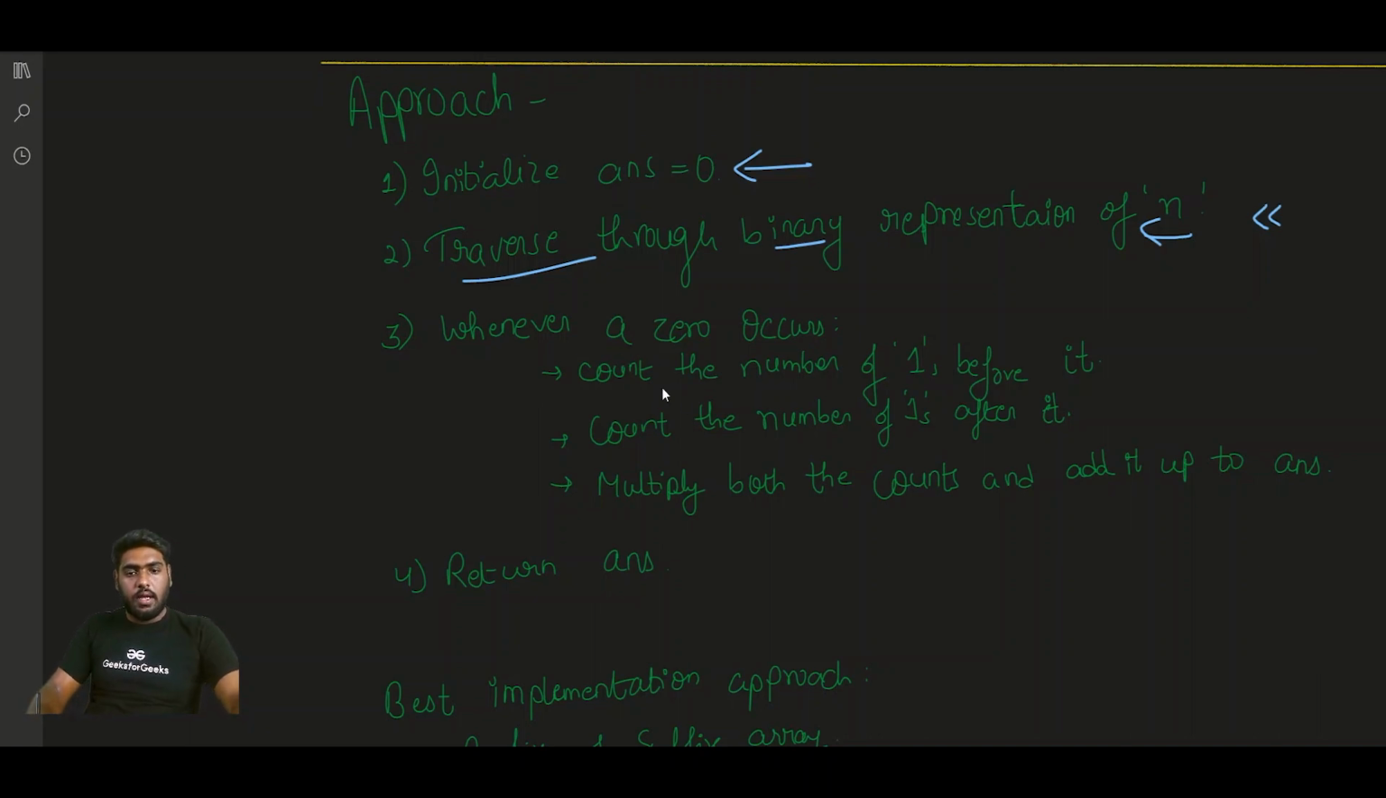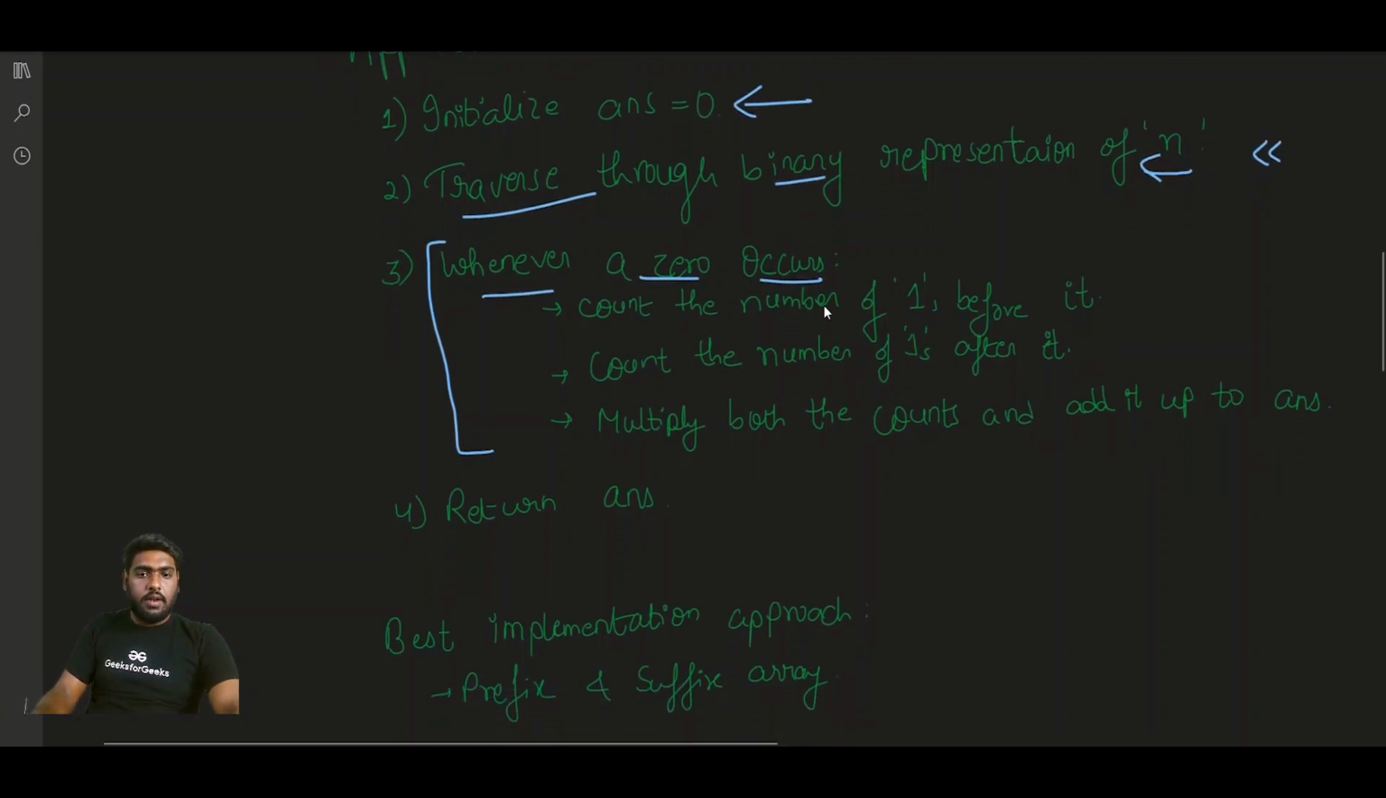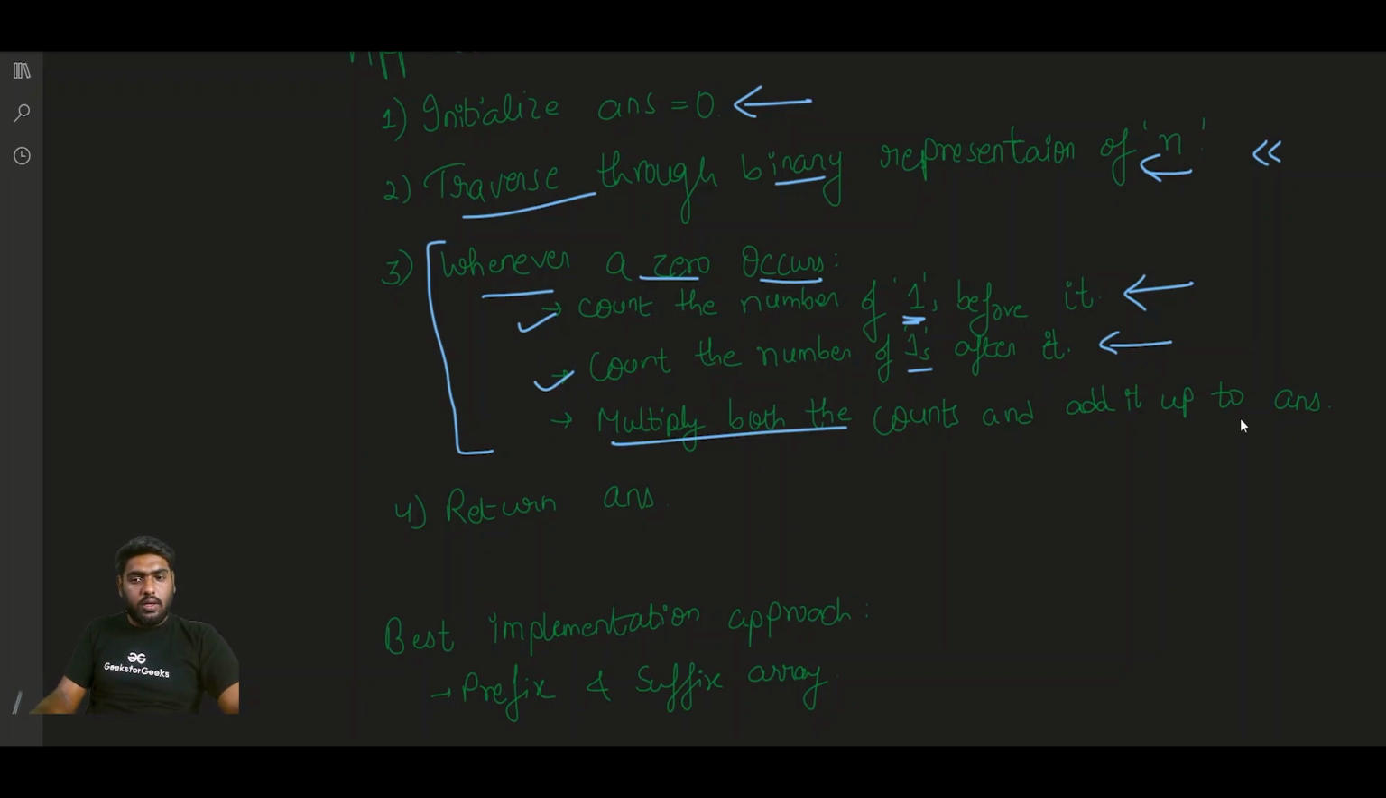And then this is where the main code comes, the main logic behind this. Whenever a 0 comes, you'll be checking every digit of it, and whenever the 0 occurs, we have to find out how many ones are occurring before it and how many ones are occurring after it. Once you have gotten both the two numbers, you have to multiply both, and then you have to add it up to the answer. Okay, this is how you will be getting to the final answer.